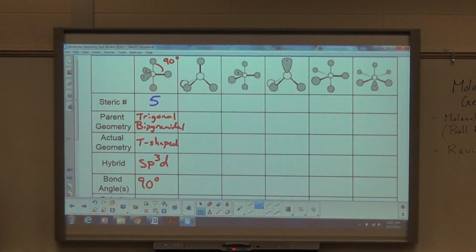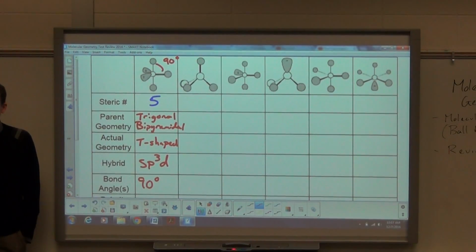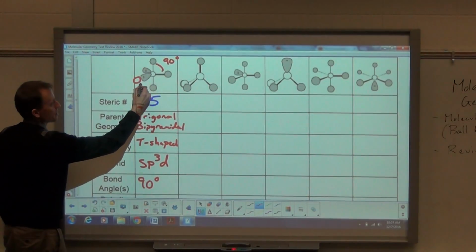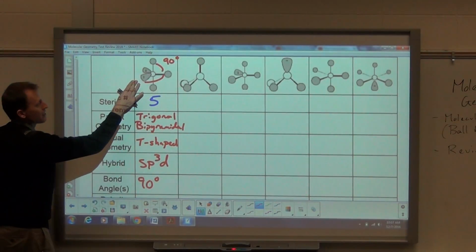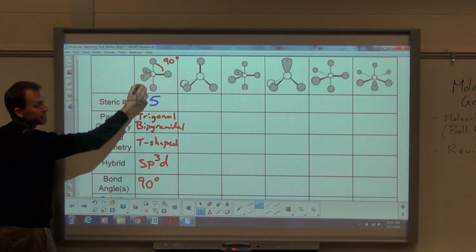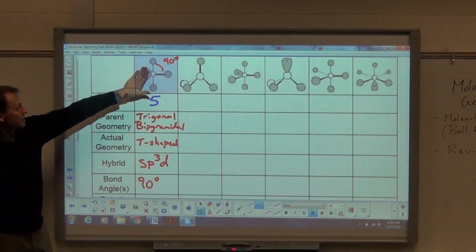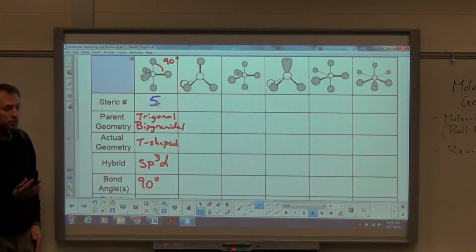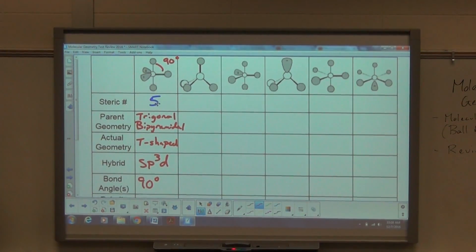Is there a 120? Bond angles have to be between bonds. Is there a 120? If this was an atom, this would be 120. That is not an atom. There's nothing here. If I cover that up, there's nothing else there. So there is no 120. It's just a 90.